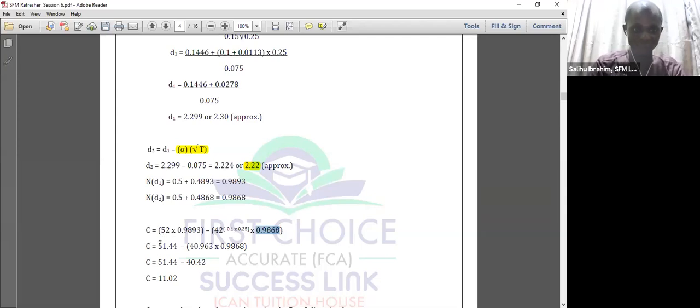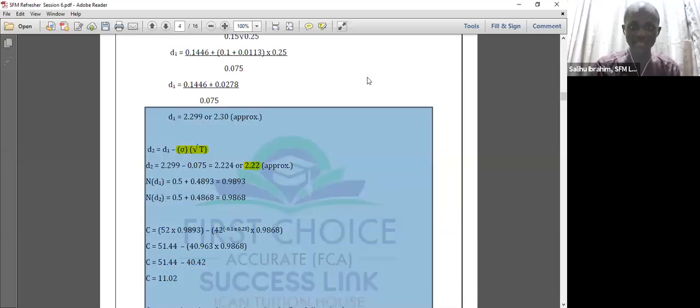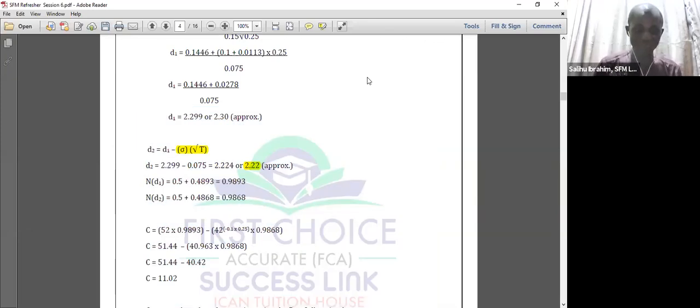So this times this will give us 51.44, minus this times this will give us 40.42. Now, let us change the exercise price to 45. You know, it was supposed to be 45. Mistakenly, I used 42. Let me use 45 instead. I will have 45 exponential, open bracket, minus 0.1 times 0.25, close bracket.